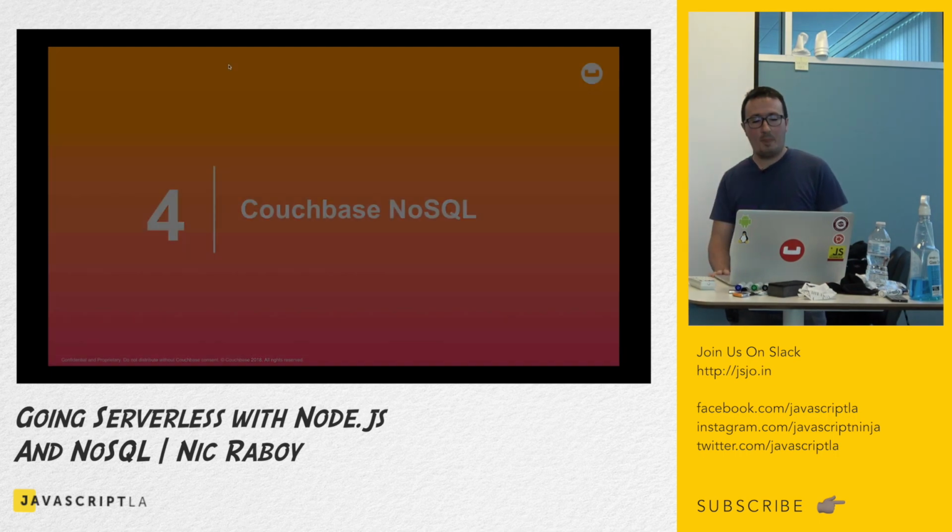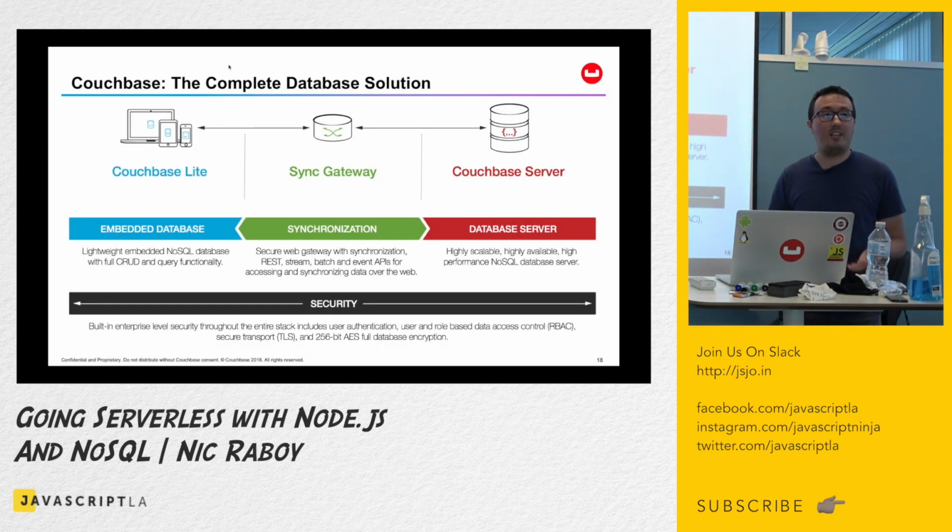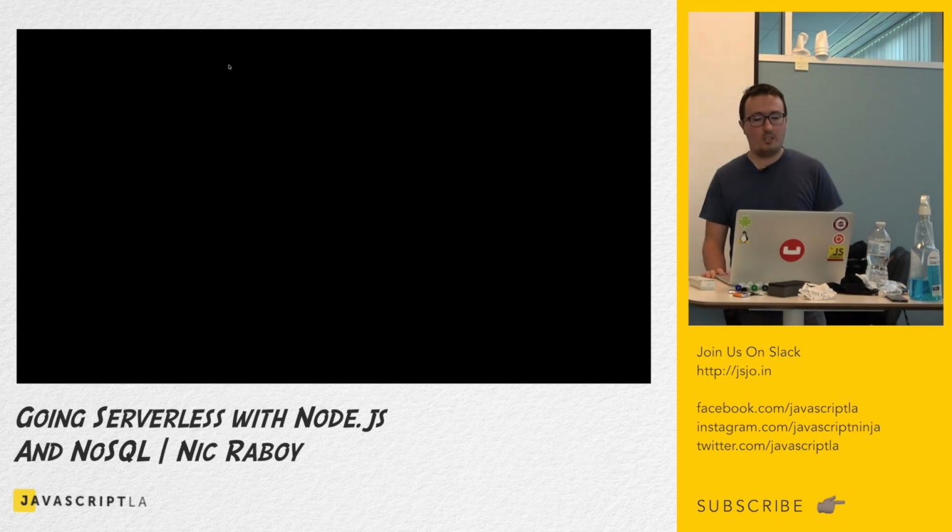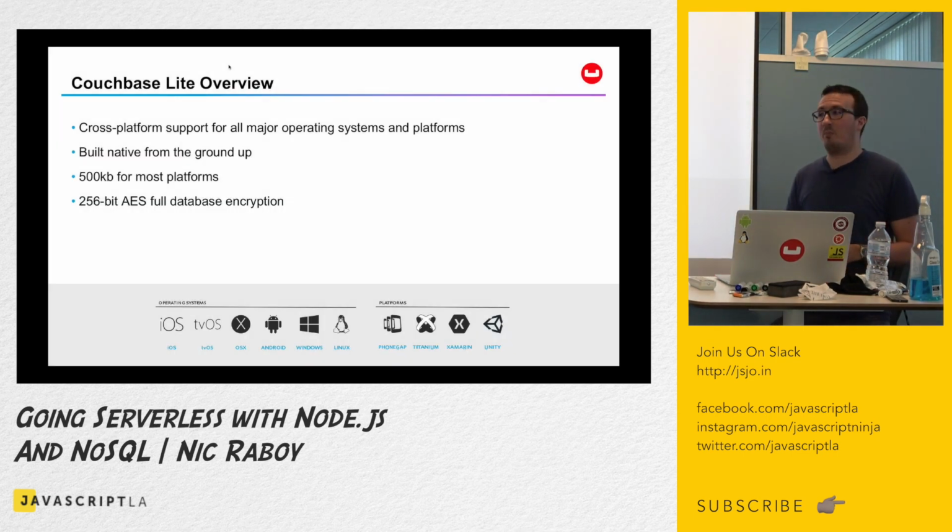So Couchbase, it's a complete database solution. It's open source. So there's three parts to Couchbase. There's an embeddable database. There's a cloud database, which we're going to be using tonight. And then there's synchronization support between the two. So as far as the embeddable database, this is primarily focused on mobile applications. So if you're building an Android application, iOS application, it's a drop-in replacement to SQLite. So that way you can have a flexible NoSQL database offline on your actual mobile application.